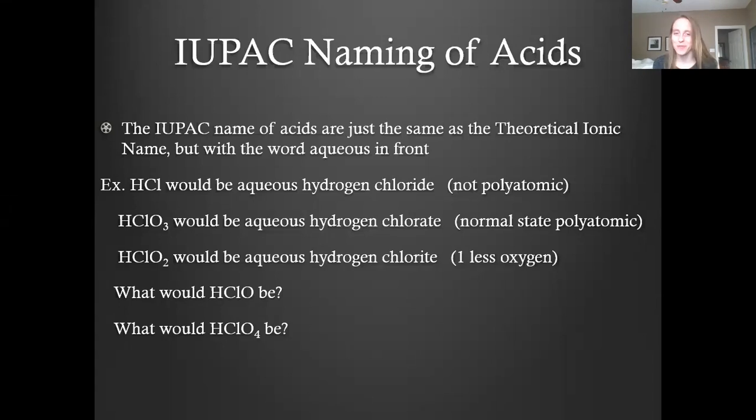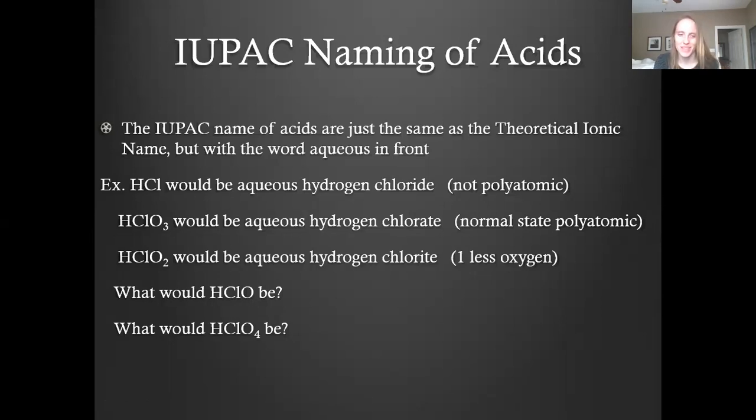So HCl would be aqueous hydrogen chloride instead of just hydrogen chloride. If I had HClO3, it would be aqueous hydrogen chlorate. If I was using the theoretical ionic name, it would just be hydrogen chlorate. So all I'm doing is taking the theoretical ionic name and adding the word aqueous in front.